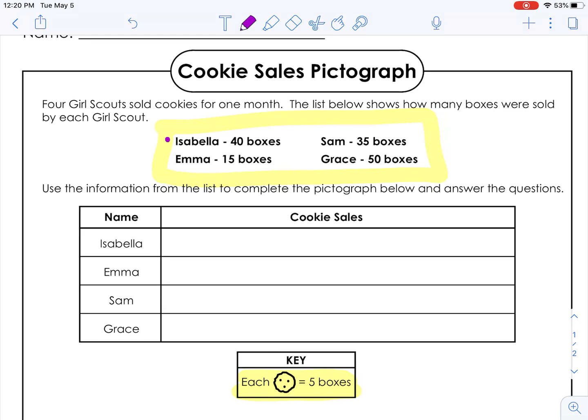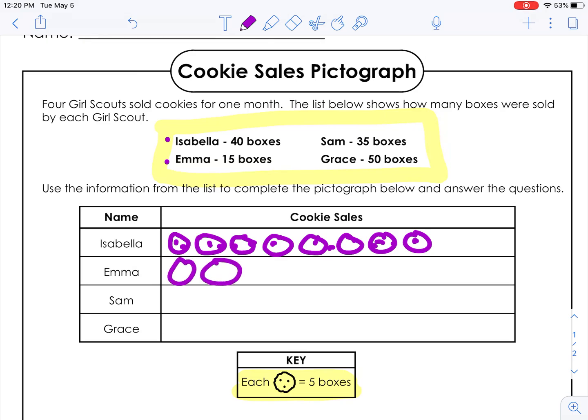All right, so we're going to take our data and make our pictograph. Isabella sold 40 boxes. Each cookie picture is worth 5 boxes. So 5 times 8 is 40. So I need to make 8 cookies for my pictograph. And you could put little dots in them if you want. Emma sold 15 boxes. So 5 times 3 is 15. So we need 3 cookies for Emma. Sam sold 35. 5 times 7 is 35. So we need 7 cookies.